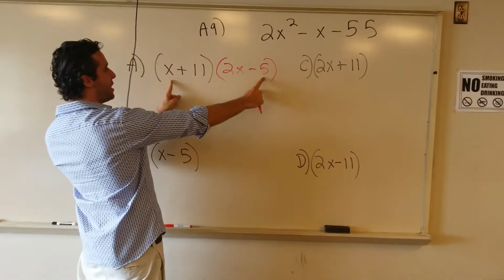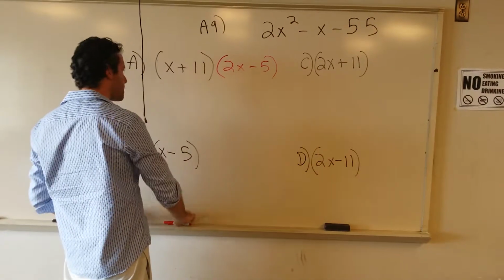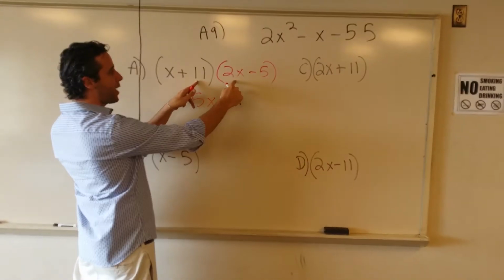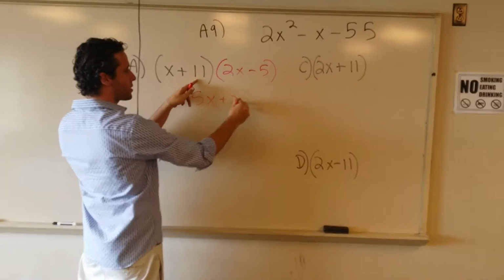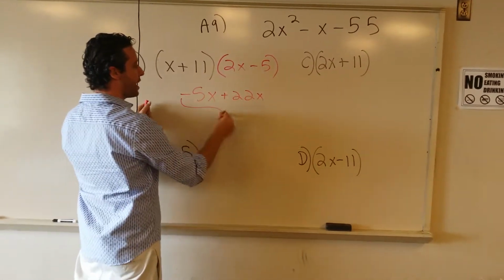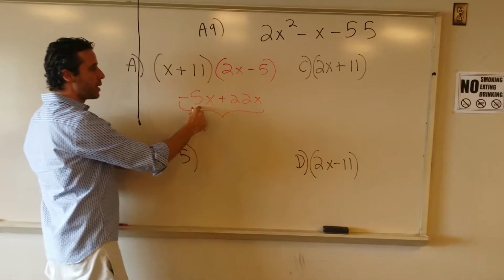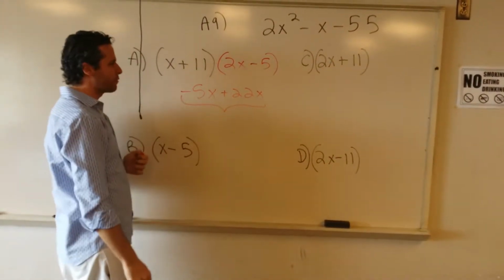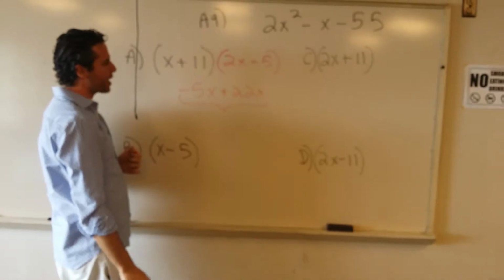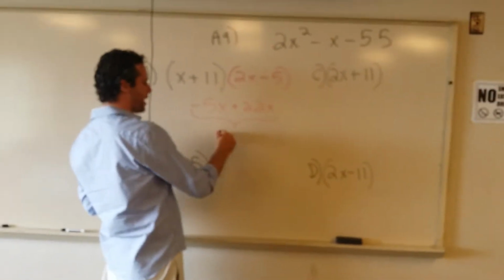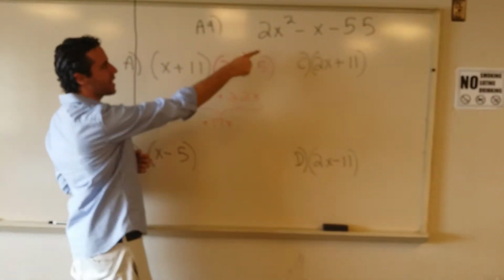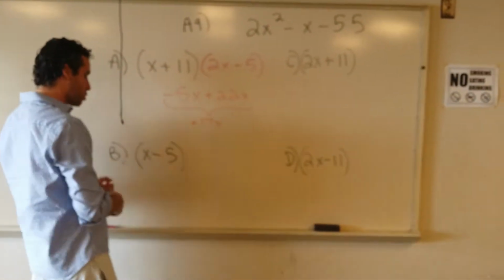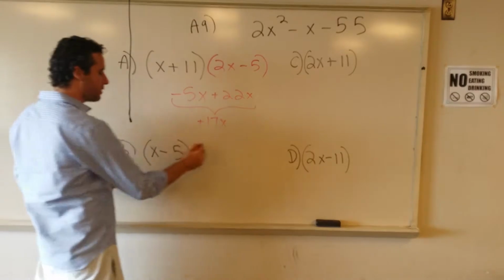Let's do it together. We have the negative 5 times the x gives us a negative 5x, and then the 11 times 2x gives us a positive 22x. And now when you combine these two terms, 22x minus 5x, that has to give us the middle term of negative x. Unfortunately, it doesn't. 22x minus 5x is going to give us a positive 17x. And that's not matching up with the negative x over there. So we're going to have to go to our next solution, which is B, x minus 5.